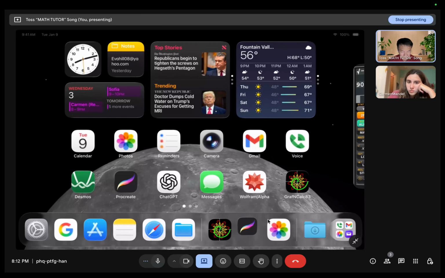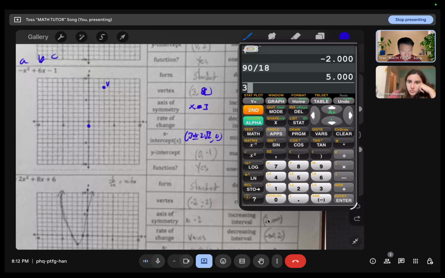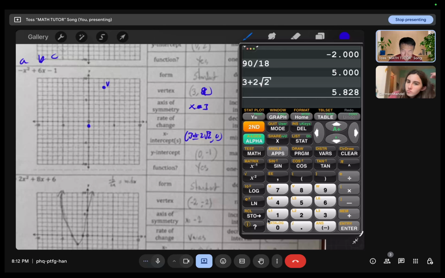Okay, so I'll do 3. I'll do the plus 1 first, 2 root 2. So this is the first one. So it's 5. That seems right.